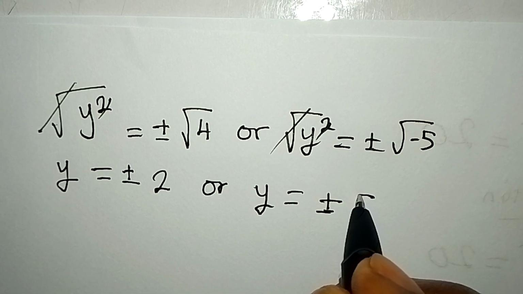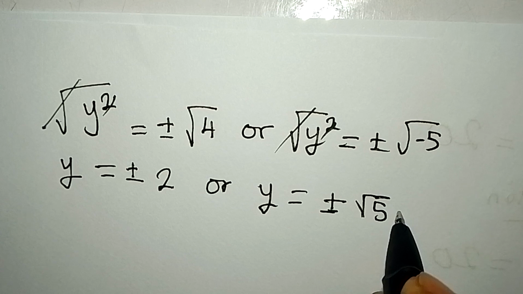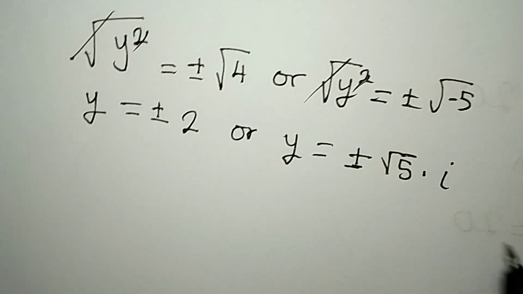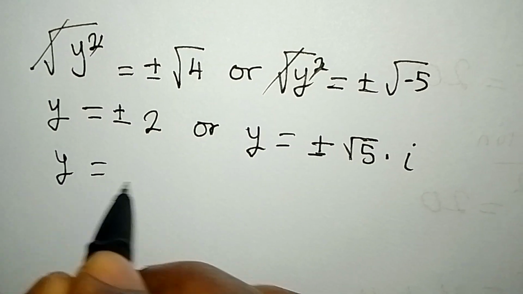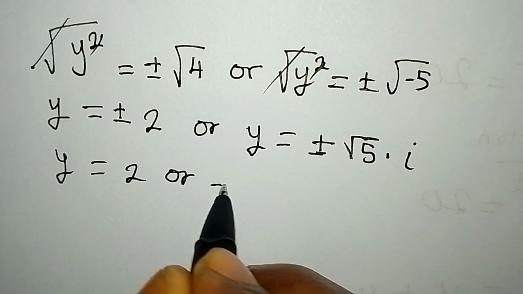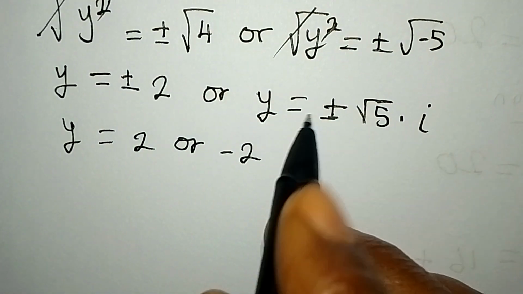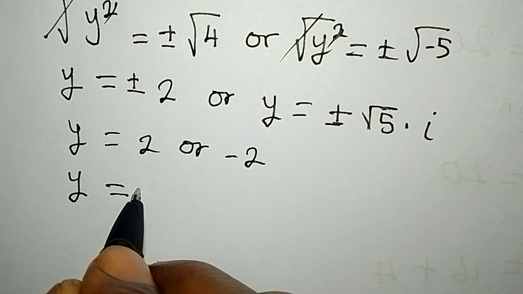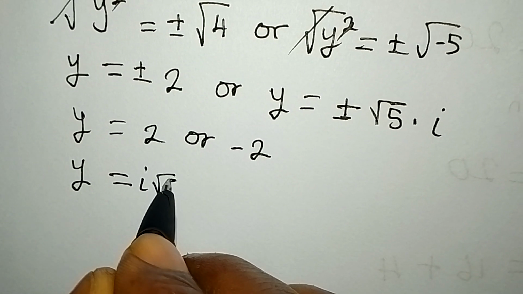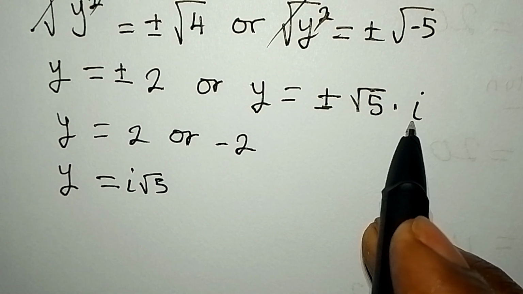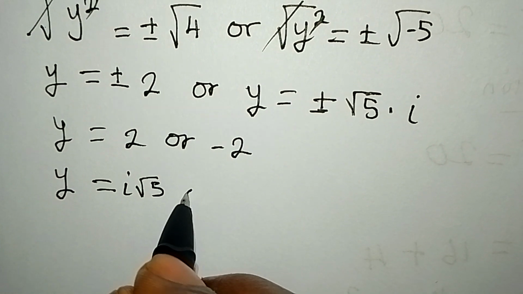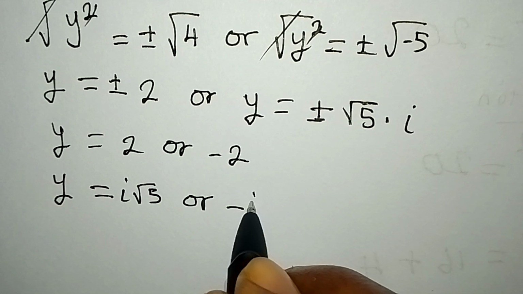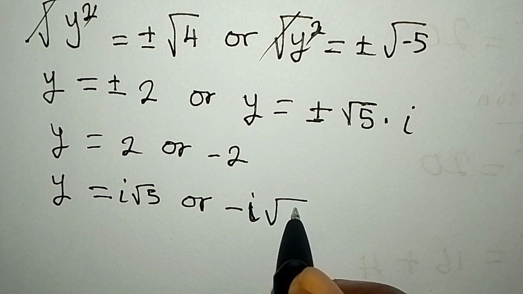Let's get square root of 5 multiplied by i. So this negative will give us imaginary, which is i. So we are saying that y is equal to 2 or minus 2. And then from here, we are equally saying that y is equal to i root 5. What I've done is to write the i first before the root, or we're picking the negative now, so it becomes negative i square root of 5.